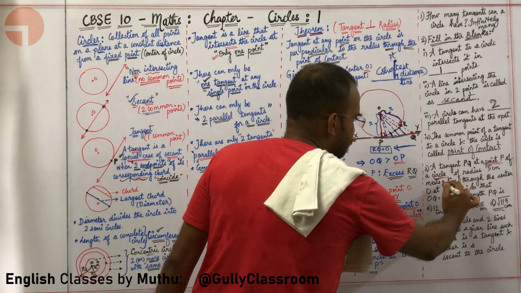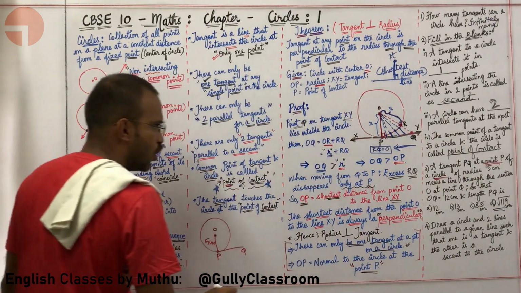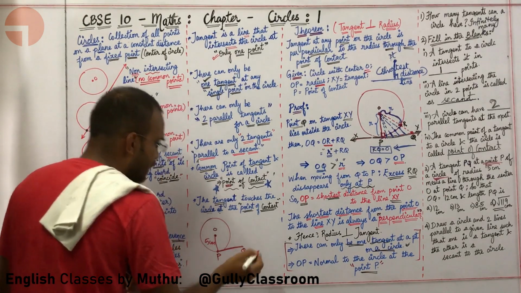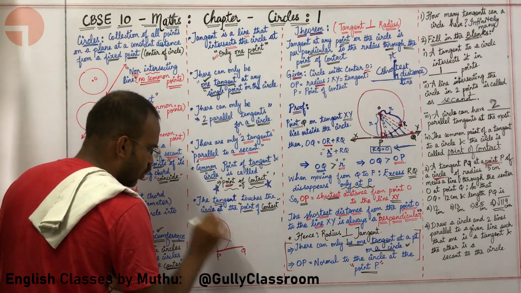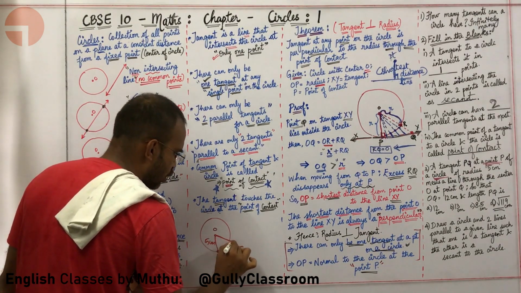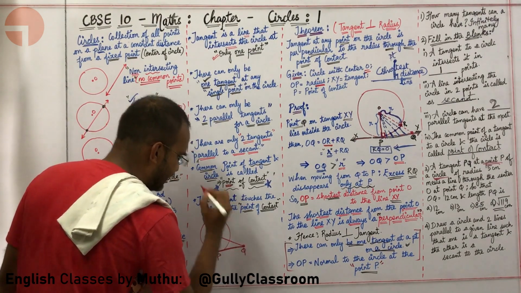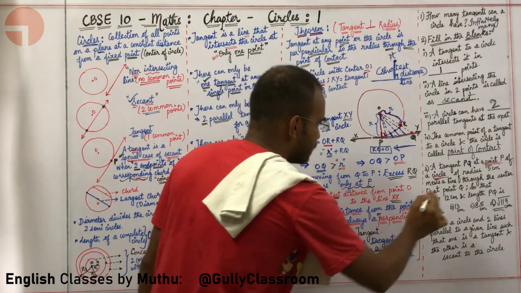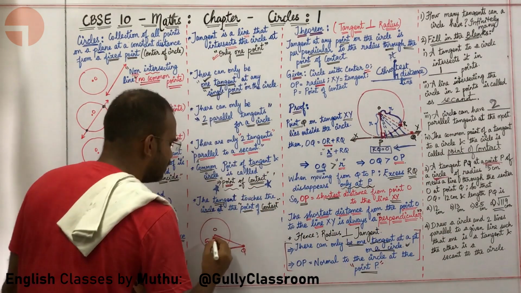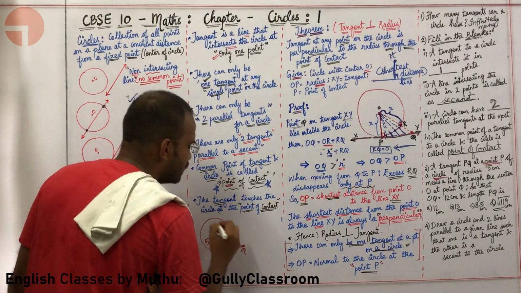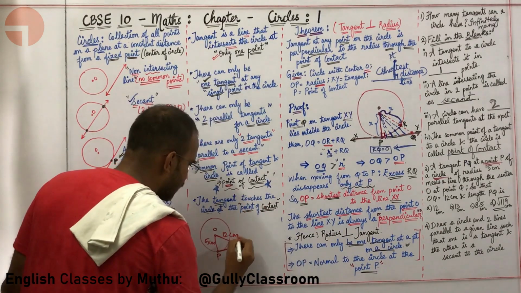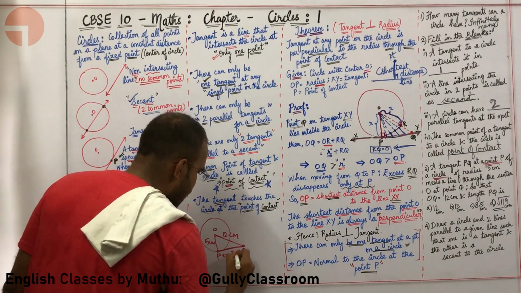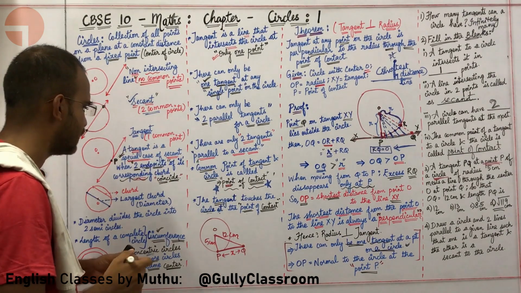What next? Meets a line through the center O at point Q. So this particular tangent is meeting a line through O. At which point it is meeting? Right, at Q. What next? So OQ is 12 centimeters. They are telling that OQ is 12 centimeters. They are asking for the length of PQ. I am going to assume the length of PQ as X.